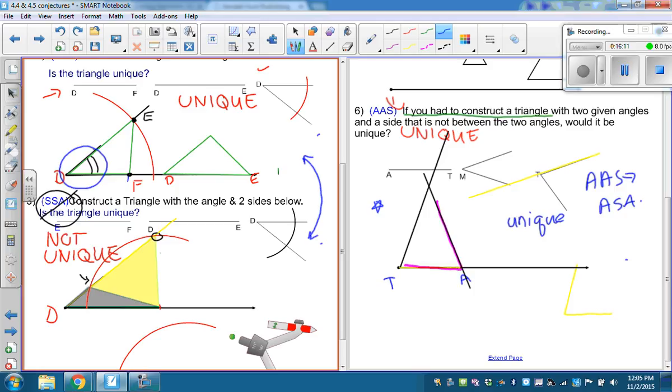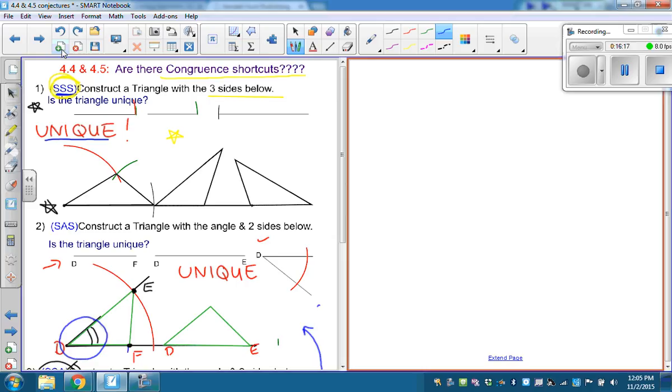Okay, so what are the four unique situations? Which ones are unique? What are the four unique situations? Side. Okay. Claire, what's another one? Side angle side. Avery, what's another one? Angle side angle. And then Amy, what's the last one?